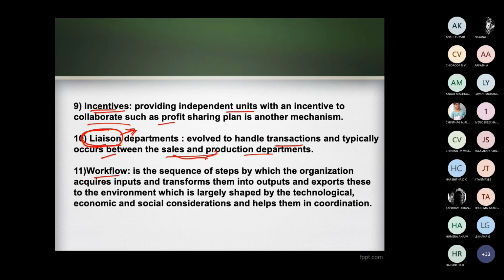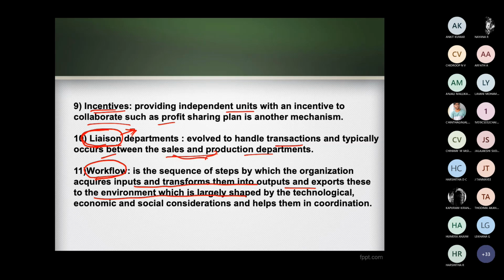Then workflow is a sequence of steps by which an organization acquires inputs and transforms them into outputs and exports them to the environment, which is largely shaped by technological, economic and social considerations. Workflow is very important. For example, I am working for an organization that has given me certain goals, and I have to do the task. What is the input I am taking from the organization? What is the output I am giving to the organization? That is known as workflow.